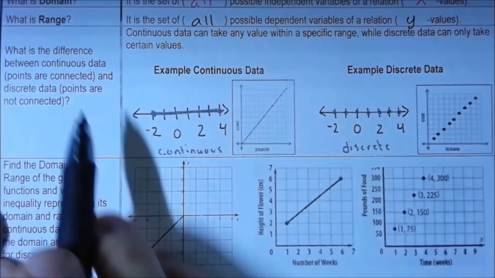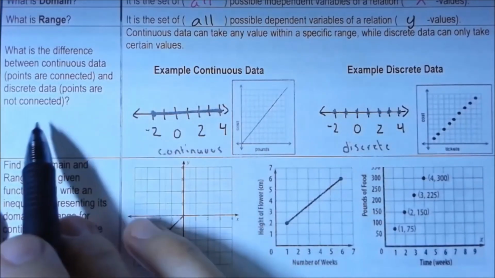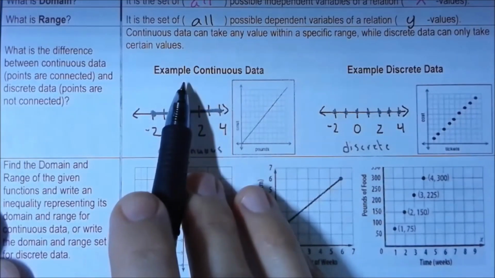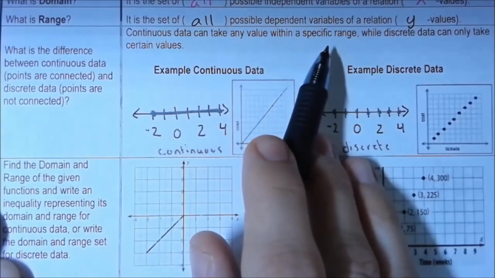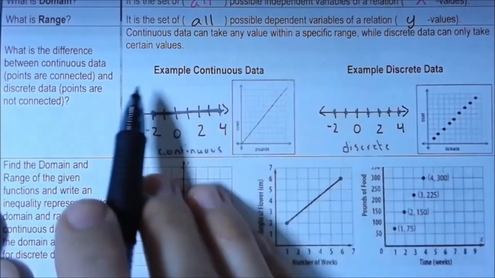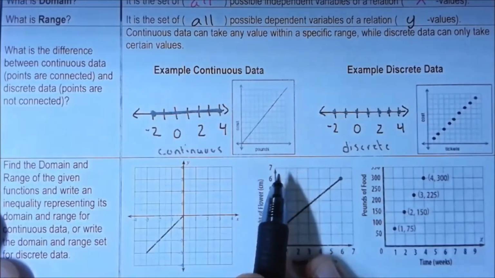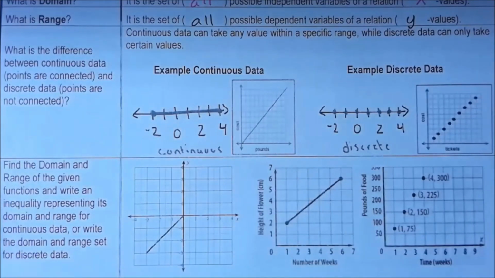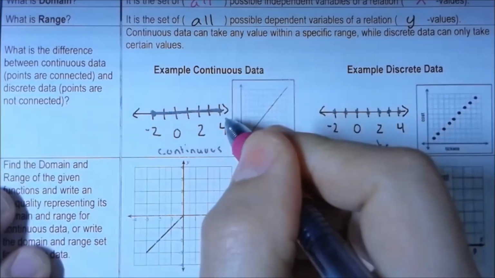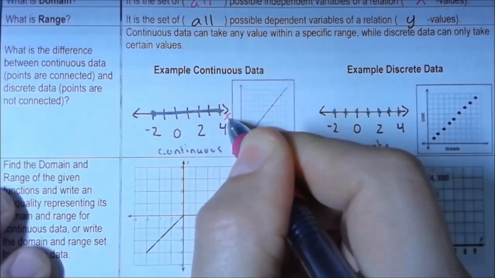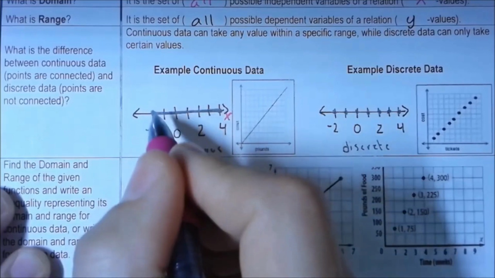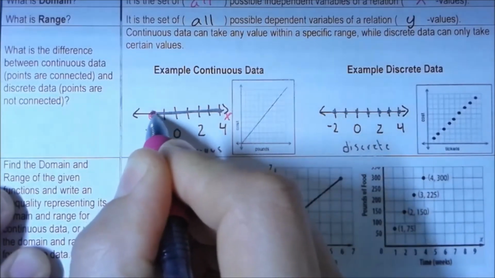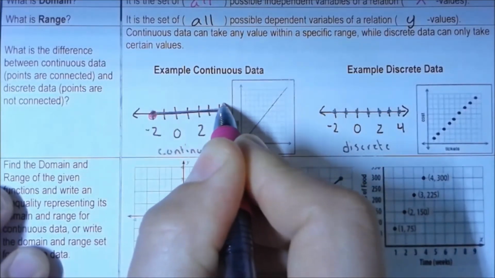So let's see. Here it says, what is the difference between continuous data and discrete data? Continuous data can take any value within a specific range, while discrete data can only take certain values. Let me give you an example. If I were to write the domain, let's say that this is my x-axis here, and this was my domain. Notice it has a closed dot, and then it goes all the way over.